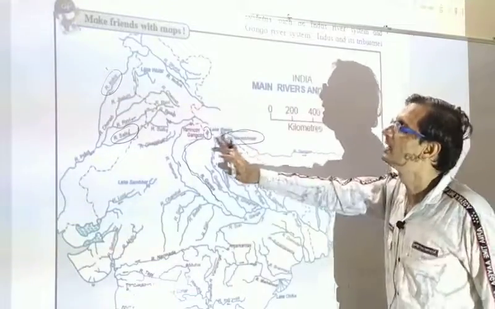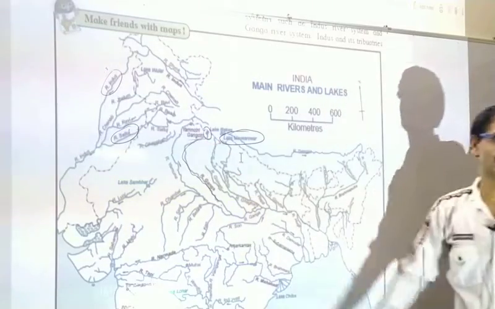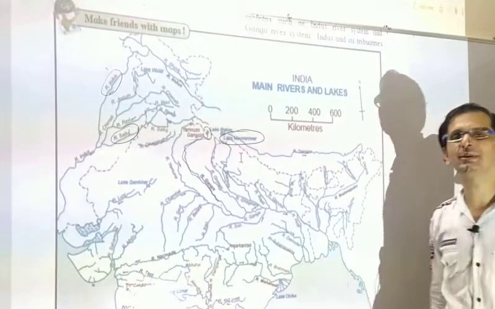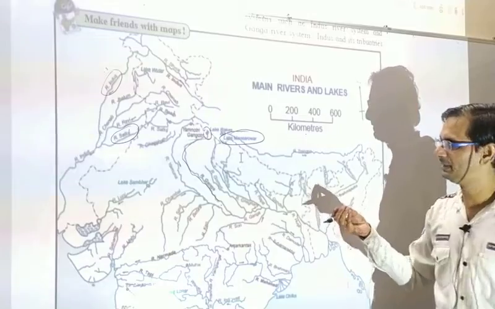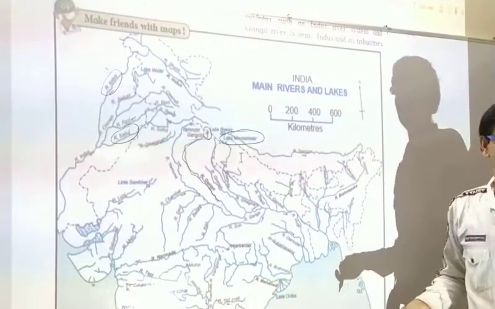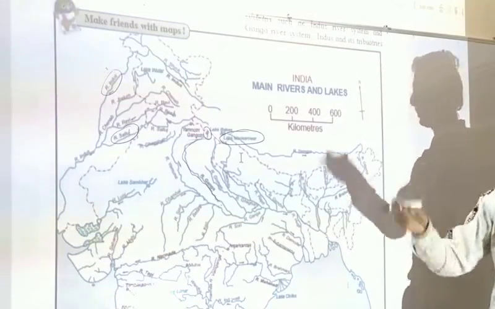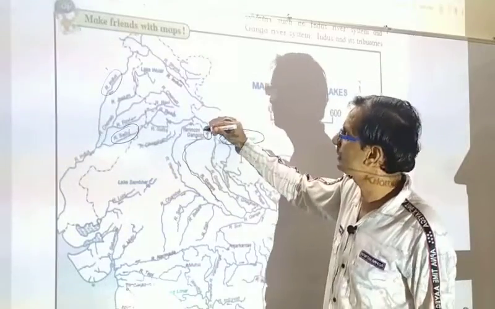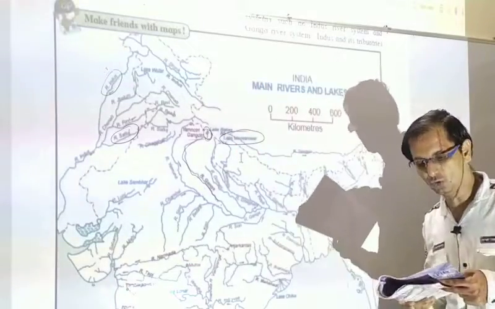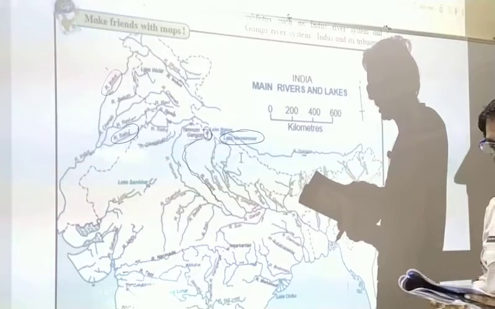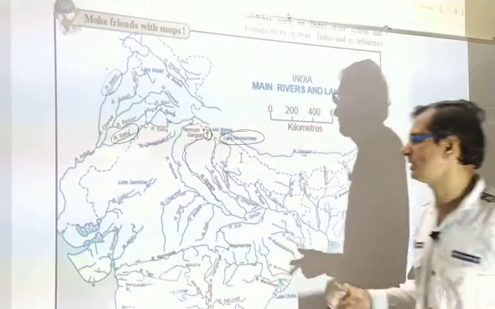Now we'll go to the Ganga river. You know, the Ganga river is very famous, and we pay obeisance to it. It is a godly river, we call it. So actually it originates in Gangotri. It originates from the Gangotri glacier and crosses the Himalaya to become an east flowing river.